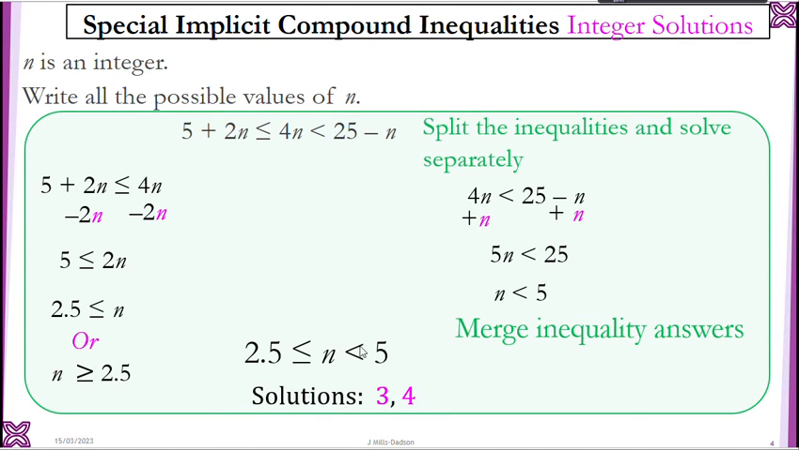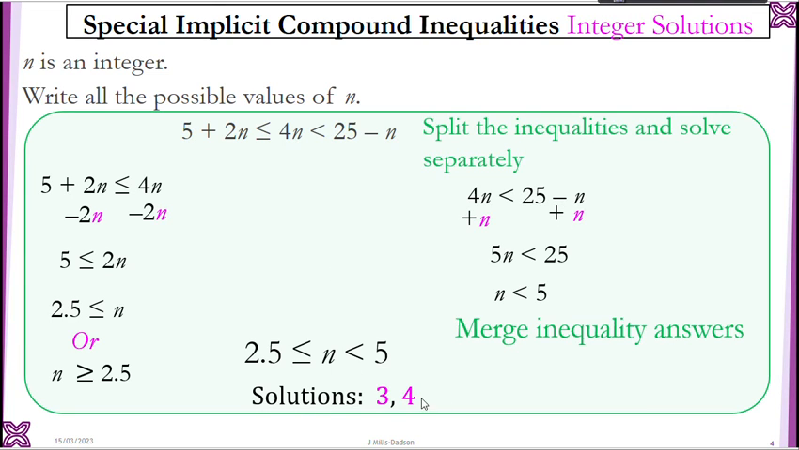Let's use 4. 2 times 4 is 8. 8 plus 5 is 13. Now 4 times 4 is 16. 16 is bigger than 13 as well. 25 minus 4 is 21. So it still satisfies it.